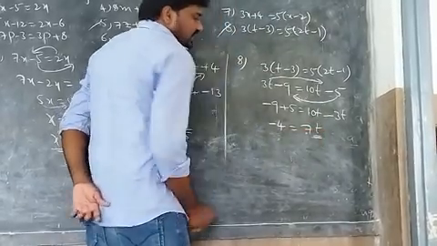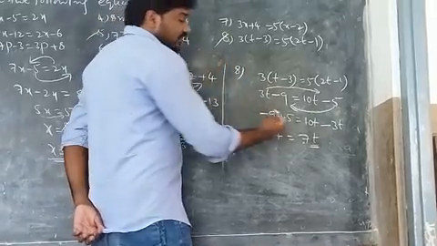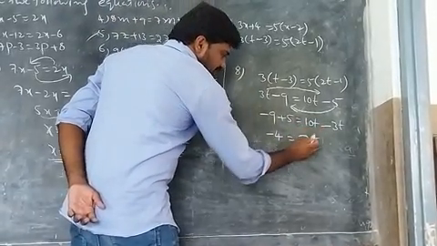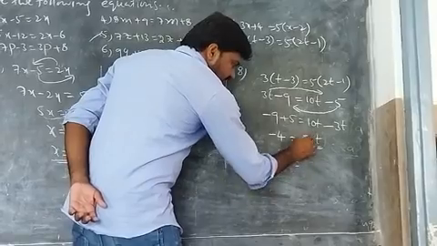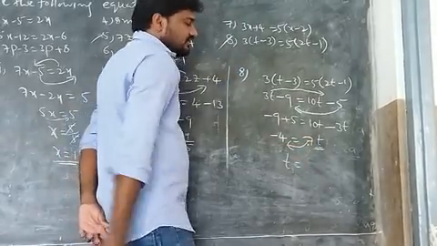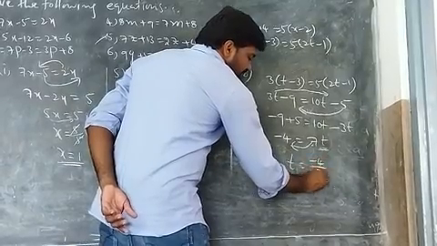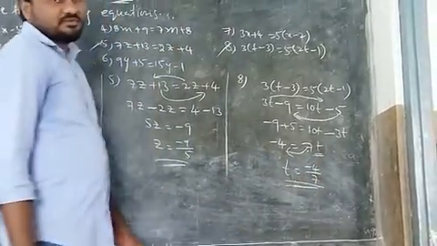Now you need the value of t. t stays there, and 7 translated to the right side gives minus 4 divided by 7. We got the t value.